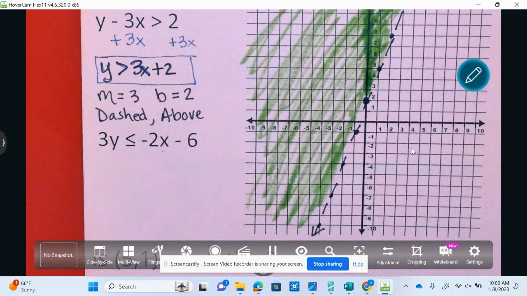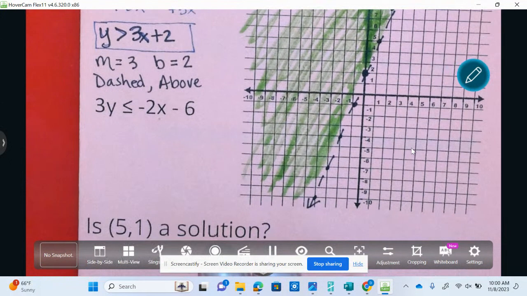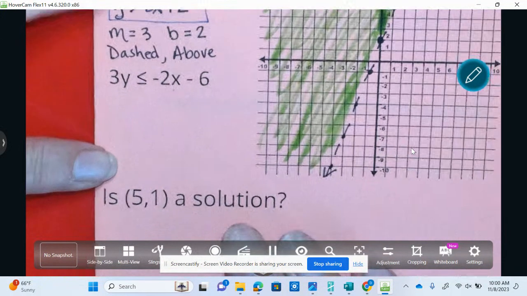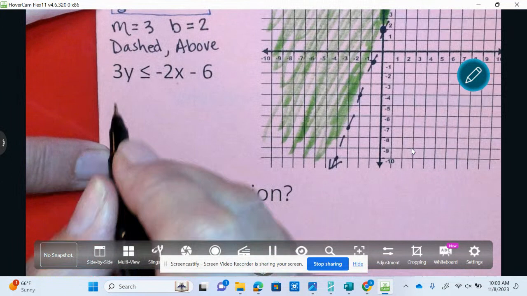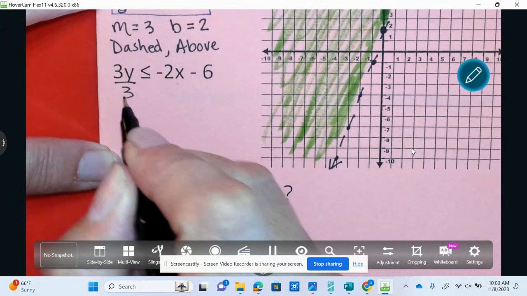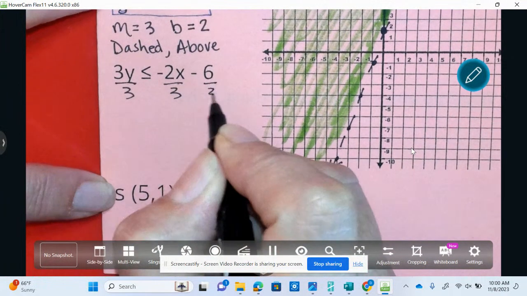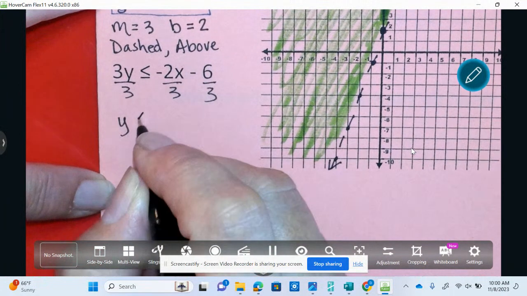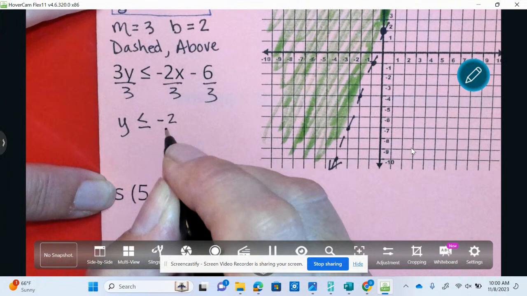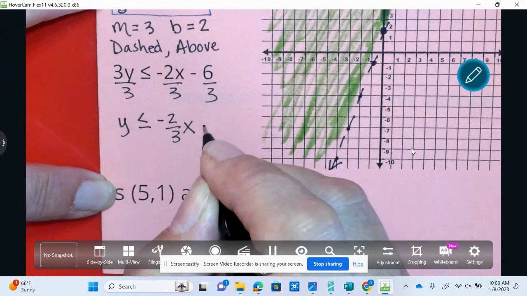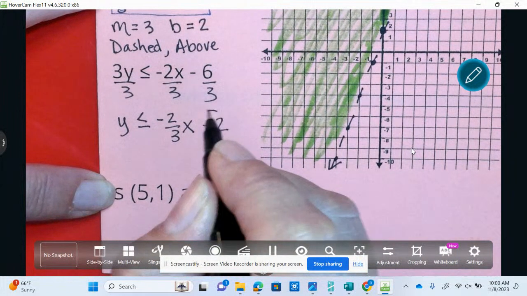All right. Next inequality. 3y is less than or equal to negative 2x minus 6. What am I going to do there? Yeah, divide everything by 3. So y is less than or equal to negative 2/3 x minus 2.